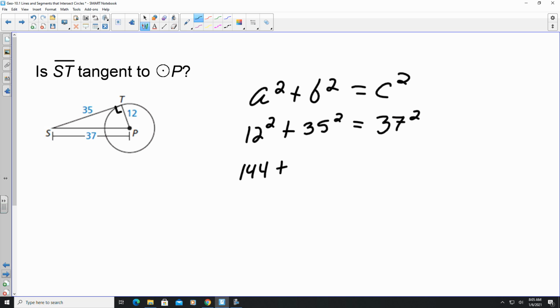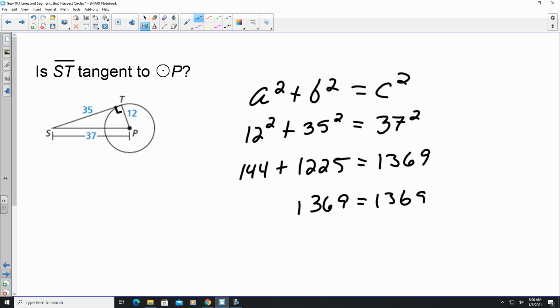35 squared is 1,225. And 37 squared is 1,369. So 1,225 plus 144 is 1,369. They both equal each other. Since they both equal each other, I can say yes, ST is tangent.